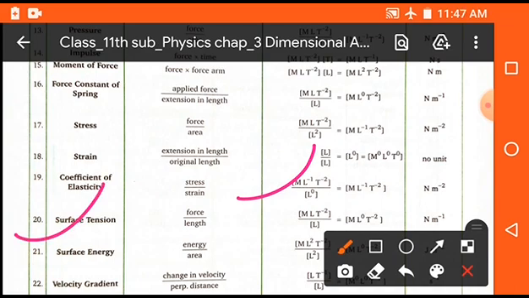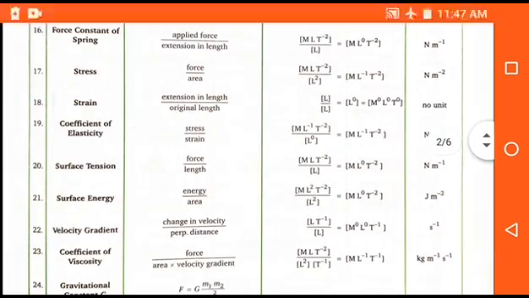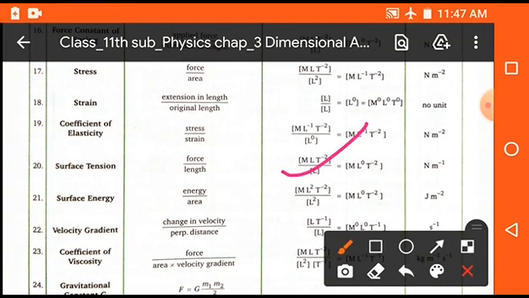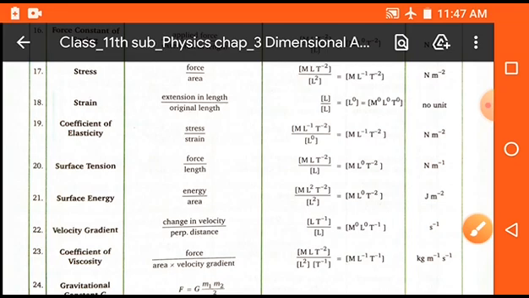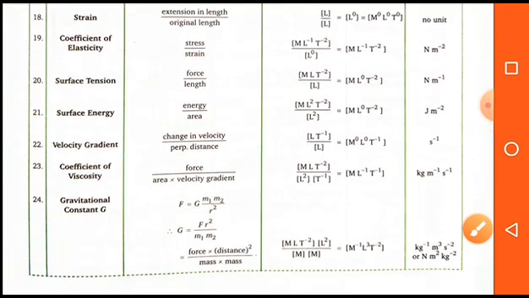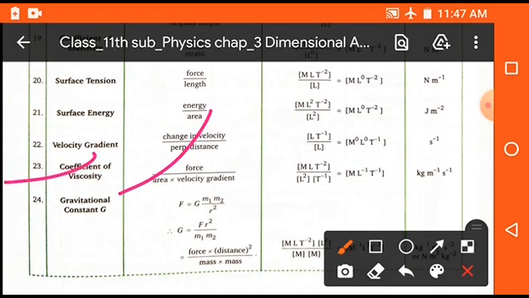Now the next one is surface tension, force upon length. So its dimension formula will be M L0 T minus 2. Coefficient of viscosity. Coefficient of viscosity is force upon area into velocity gradient. So its dimension is M L T minus 2 upon L2 T minus 1. That means M L minus 1 T minus 1.